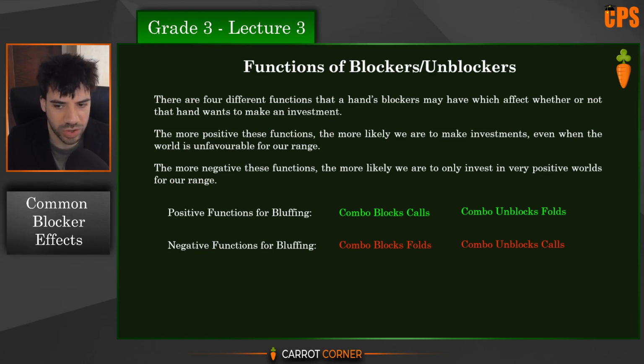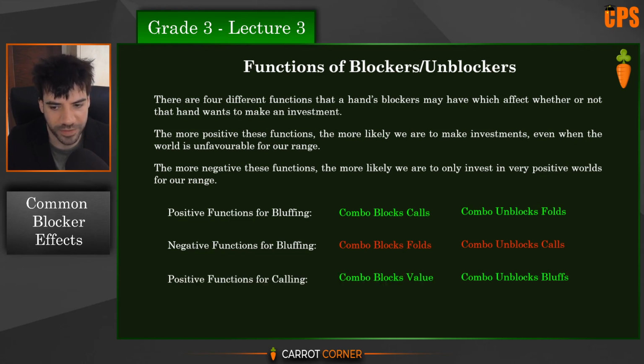Your combo could also unblock your opponent's calling range, meaning that they just call at a higher frequency due to having more of those hands in their range. Some other positive functions for calling could be that we block value or unblock bluffs in our opponent's range. These would be good things. And negative functions for calling would be blocking bluffs or unblocking value.